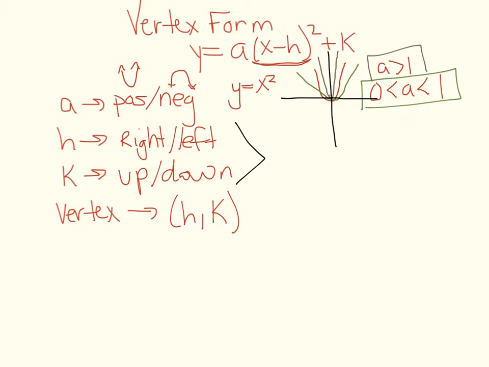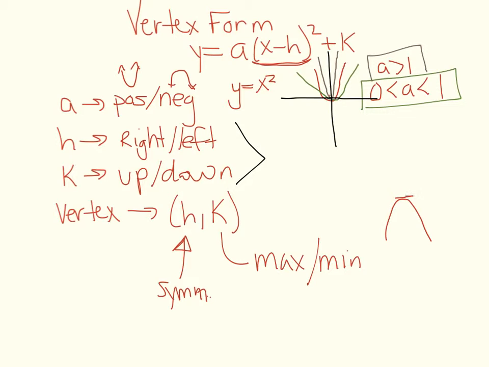From there, we know that symmetry is H, and that the max or min value is K. So if it's opening down, we're going to have a max value, and if it's opening up, we're going to have a min value.